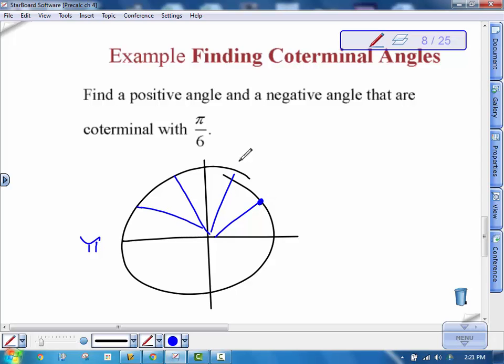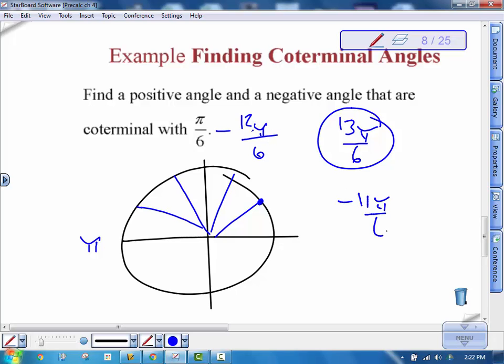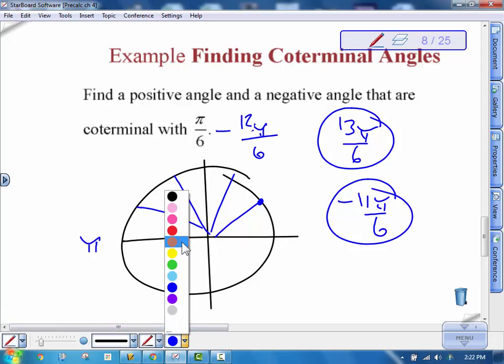We can add 2 pi to that to get a positive one, in which case we want common denominator, so we're going to multiply the top and bottom by 6. And that gives me 13 pi over 6, and that would be then the positive coterminal angle. To find the negative one, I just subtract 2 pi. So I just subtract 12 pi over 6. It gives me negative 11 pi over 6, which is the same exact direction, but to get to that one, instead of rotating positive, we rotate negative around to this point right here. But it's the same direction.